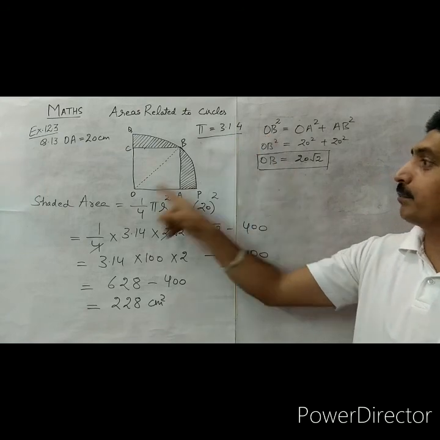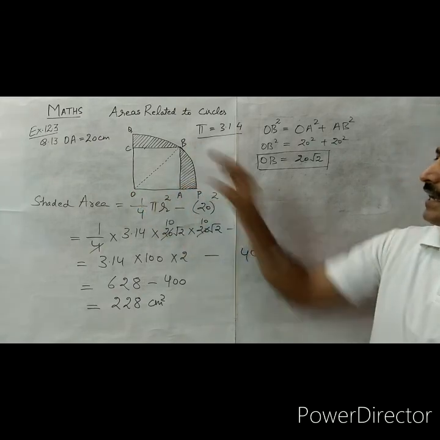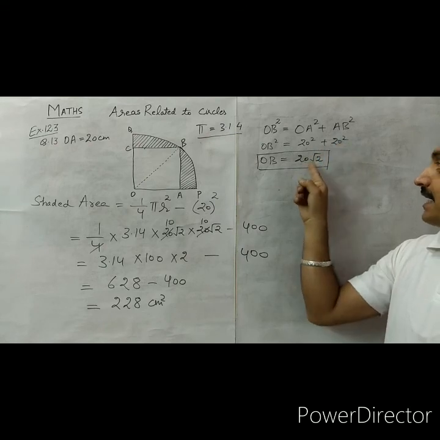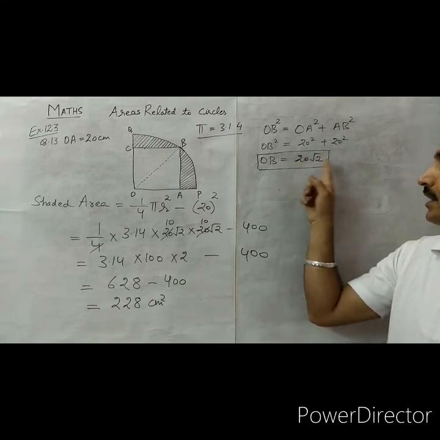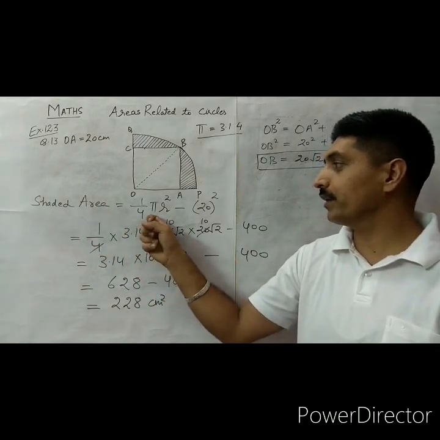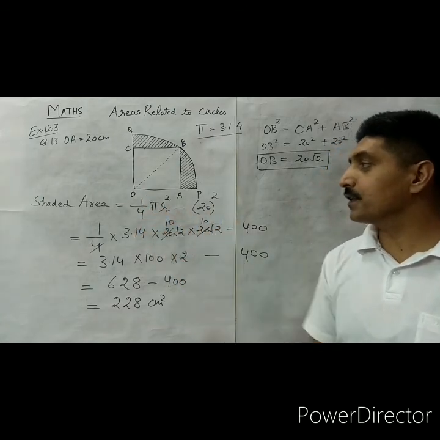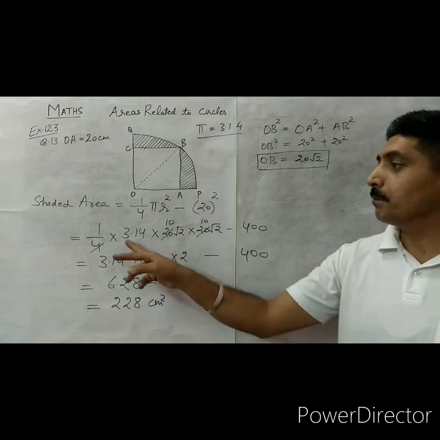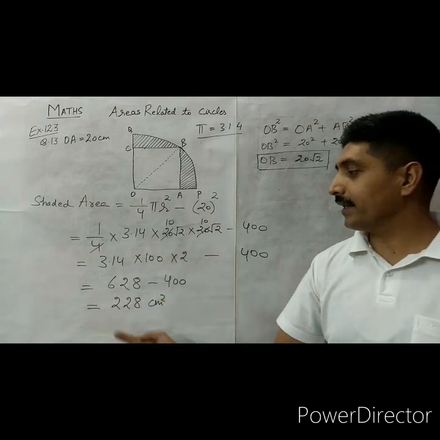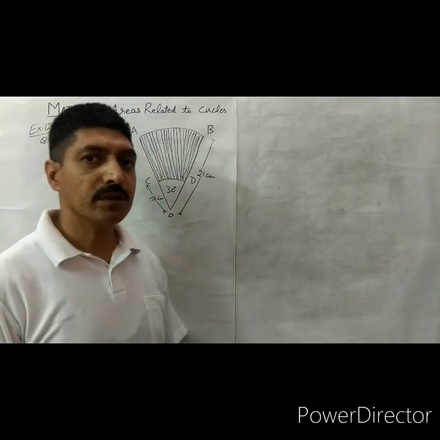So in this question we don't have the radius of this quadrant, so we have applied the Pythagoras theorem. The hypotenuse is OB. So OB square is equal to OA square plus AB square, which is 20, 20. So 20 square plus 20 square is 800, and under root 800 is 20 under root 2 here. So the shaded area, the required area, is equal to the area of the quadrant, here 1 by 4 pi r square, minus the area of the square, that is 400. So putting the value of pi 3.14, we have the required area is 228 centimeter square.